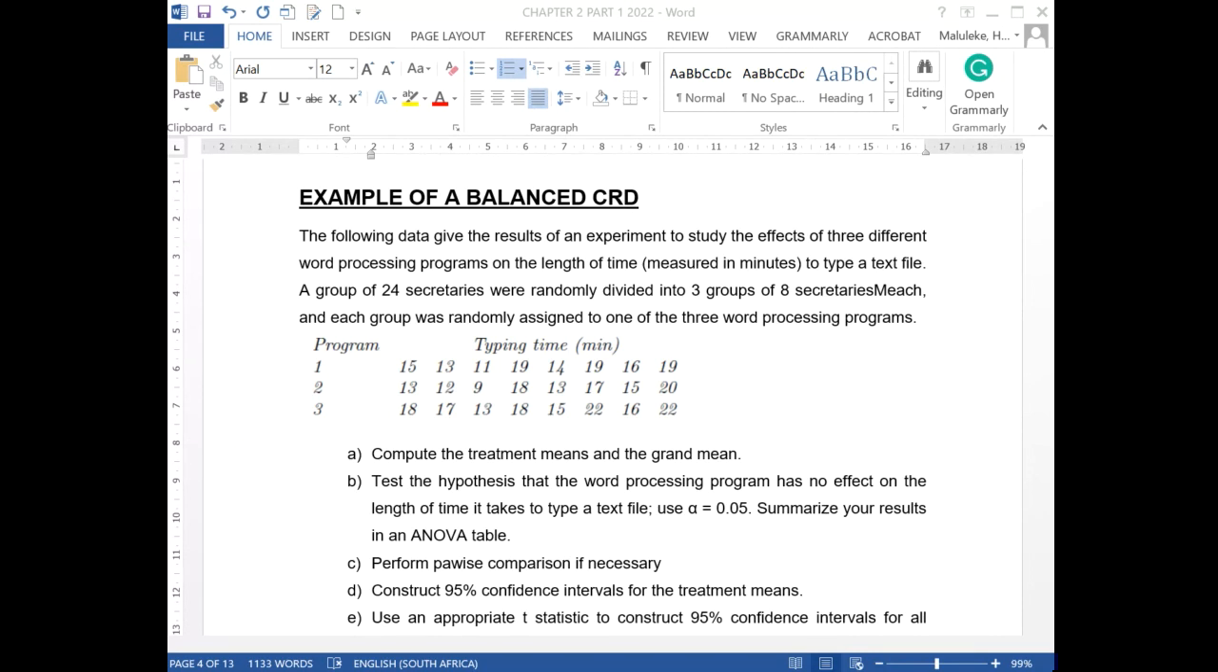You write under charts, your answer. You just say program 1 or P1, the mean is this. P2, the mean is this. P3, the mean is this. And the overall mean is what? The grand mean. Please do that. You don't need a lot of time to do this, guys.